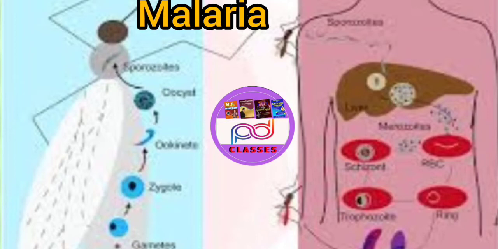Investigations may include thick and thin peripheral blood smear, rapid diagnostic kit such as dipstick test, and other tests such as bone marrow smear, complete blood count, total count, and differential count.